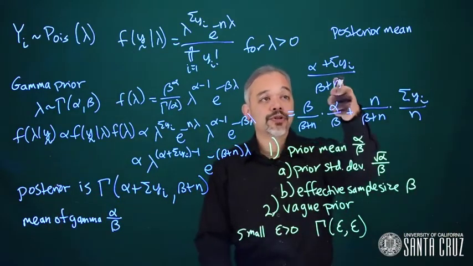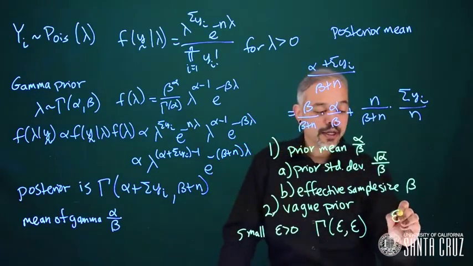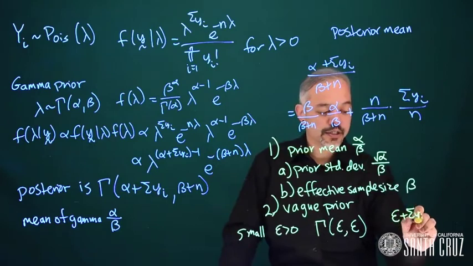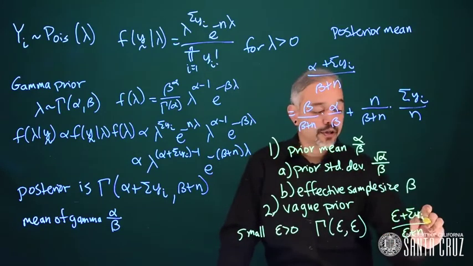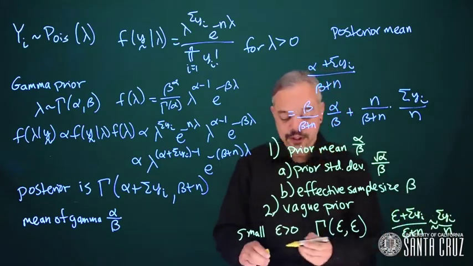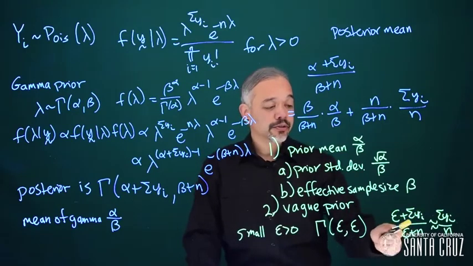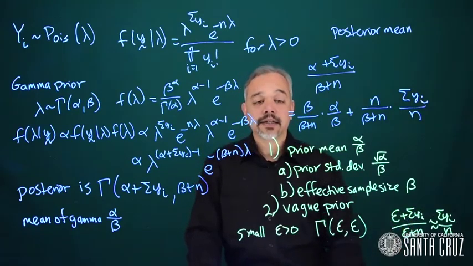If we think about what the posterior mean looks like under this prior, the posterior mean would be epsilon plus the sum of the y sub i's over epsilon plus n. If epsilon is really small, then this is approximately the sum of the y sub i's over n, just the data mean. And thus, the posterior will be largely driven by the data, and the prior will have very little influence.